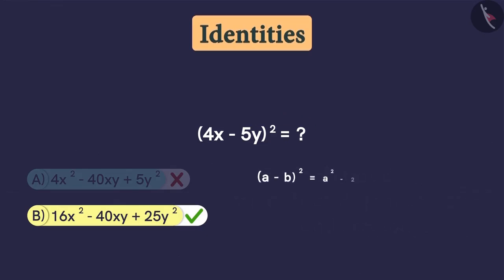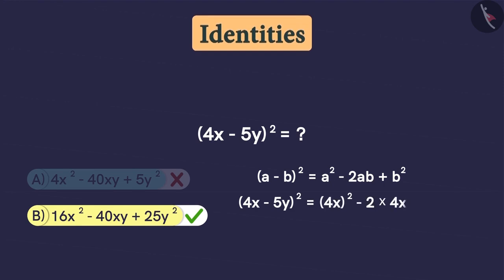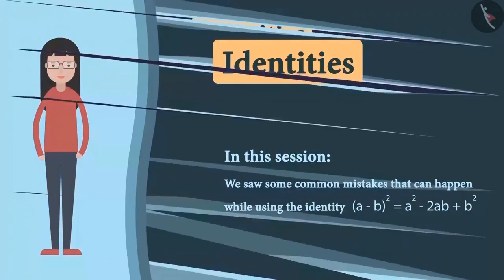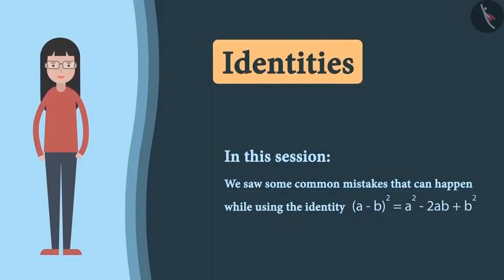This question can be solved by using the same identity. Here, a is 4x and b is 5y. Therefore, the answer is this. Hence, the correct option is B. In this session, we saw some common mistakes that can happen while using this identity.